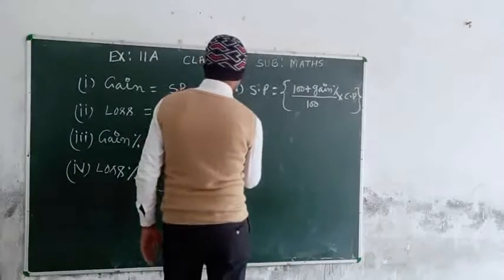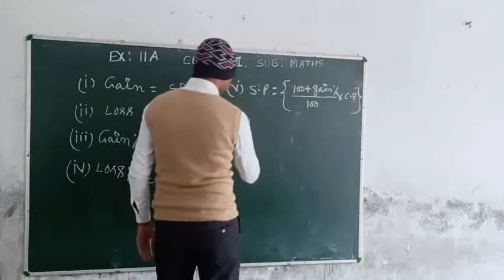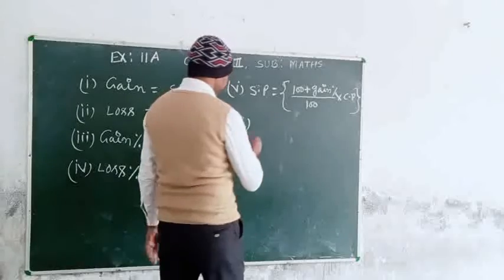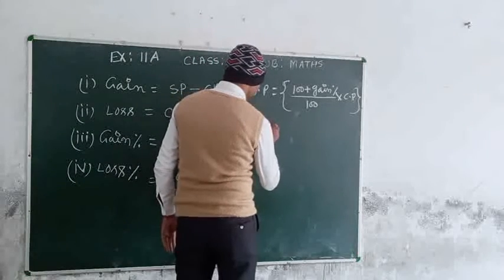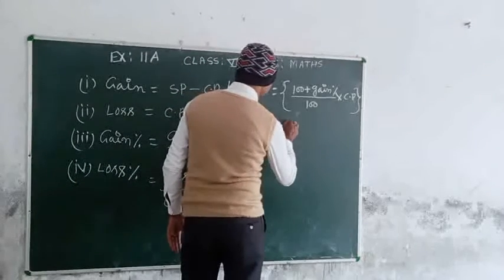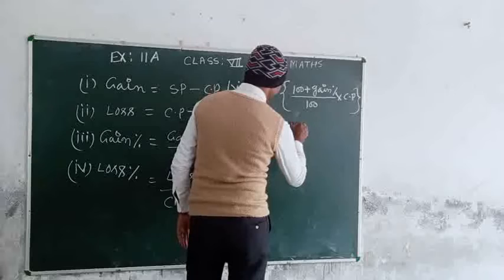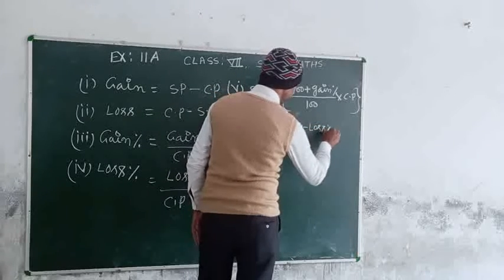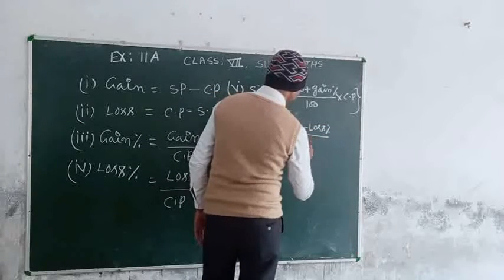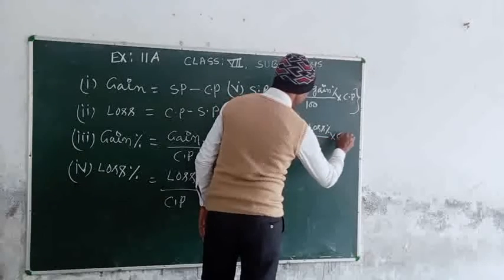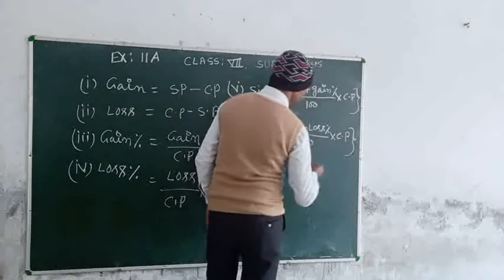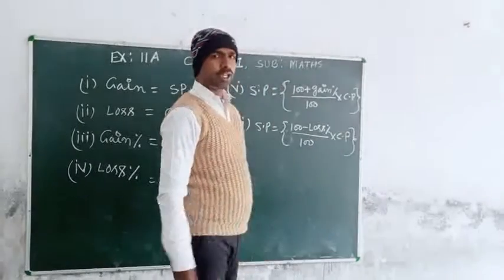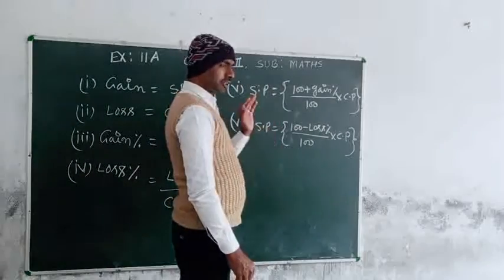Next, SP equals 100 minus loss percent upon 100 into CP. When loss percent and CP are given, then we apply this formula.